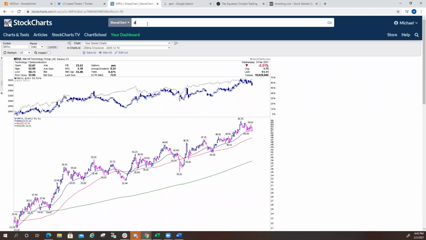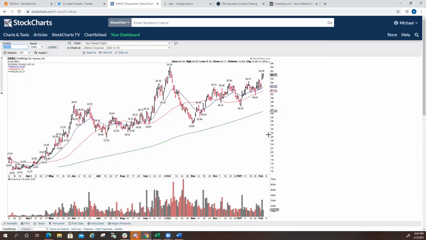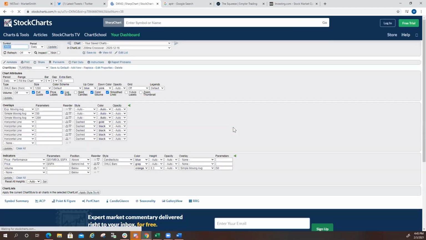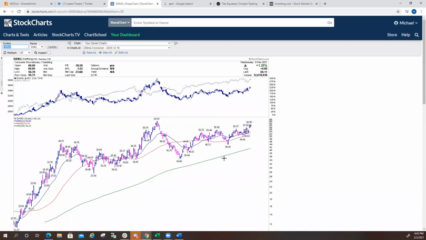What was the other? DKNG. I like the look at that one. Nice volume and nice gap up today. I don't know when earnings are. So this basically is just a big base here. Needs to basically push to highs and push out this base. Plug, yes, I was in that one.